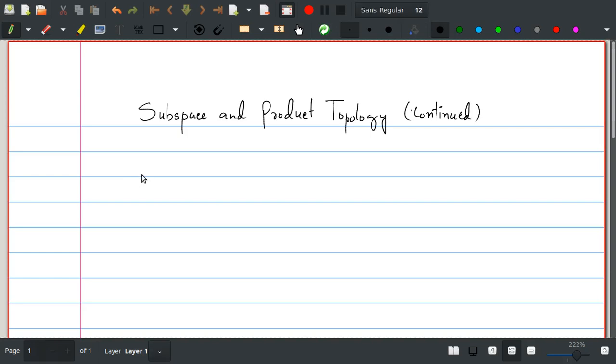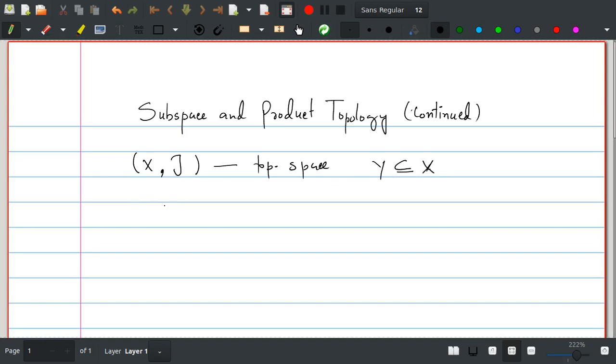In this lecture we'll do some results on subspace and product topology, but before that let us first recall what we mean by the subspace topology. So suppose we are given a topological space, say (X, T), and suppose Y is any subset of X.